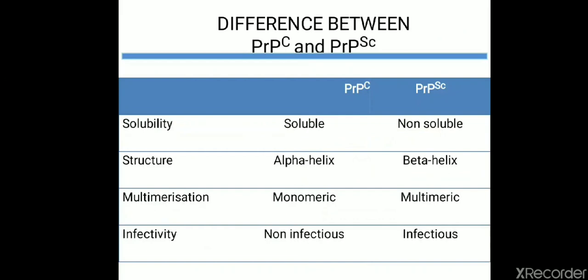So let's see the difference between a normal prion protein and an abnormal prion protein. Normal prion protein is PrPC and the abnormal one is PrPSc. Normal prion protein is water soluble in nature. That's why it does not form protein aggregates. And abnormal prion proteins are water insoluble. The normal prion protein has a predominantly alpha helix configuration, whereas the abnormal one has a beta pleated sheet configuration. The normal prion protein exists as a single subunit, whereas the abnormal one is present as multiple subunits. And the normal prion protein is non-infectious in nature, whereas the abnormal one is infectious in nature.